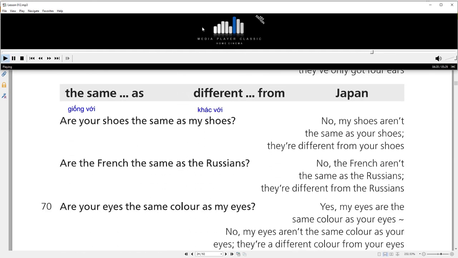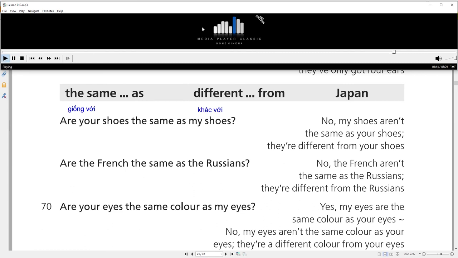The same as. Different from. Are your shoes the same as my shoes? No, my shoes aren't the same as your shoes. They're different from your shoes.